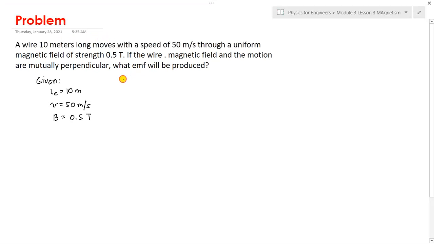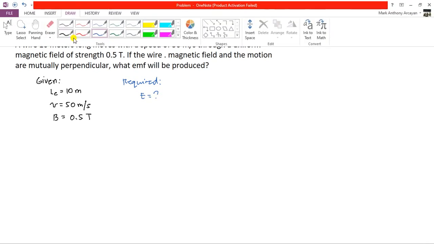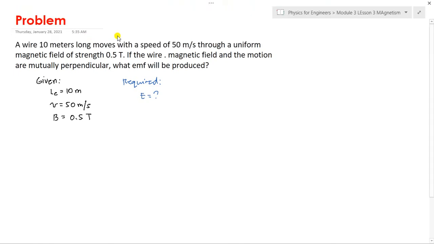So, ang ipangita, required is the EMF nga ma-produce. That is E. Okay, so we can use those formula. Given, class, ang giyatag ninyo is ang conductor should be perpendicular with the magnetic field. So, solution.